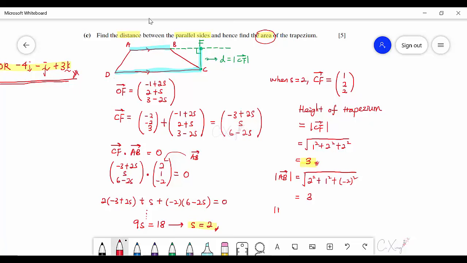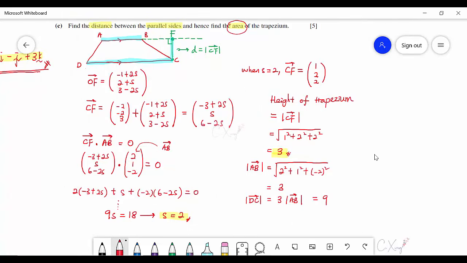After that, for the length of DC, from the first part you know that the length of DC is 3 times the length of AB. So it equals 9. Everything you can get from the first part and the second part. And now you want to calculate the area of the trapezium.